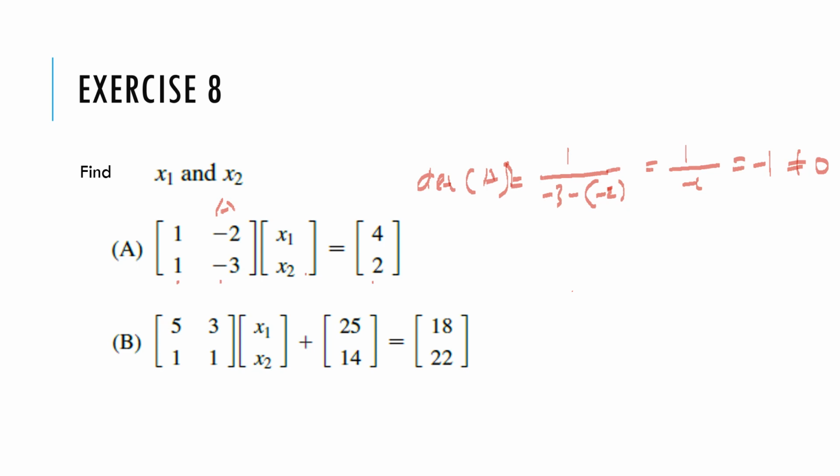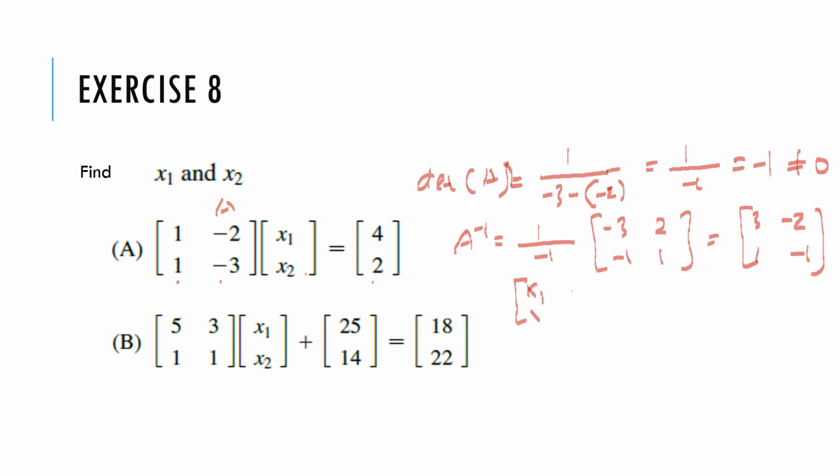And now the A inverse equals 1 divided by negative 1, that is 1 divided by the determinant of A, times negative 3, 2, negative 1, 1. Which equals 3, negative 2, 1, negative 1. So this is our inverse. Then to find the solution x1, x2, just multiply A inverse 3, negative 2, 1, negative 1 times B, which is 4, 2.